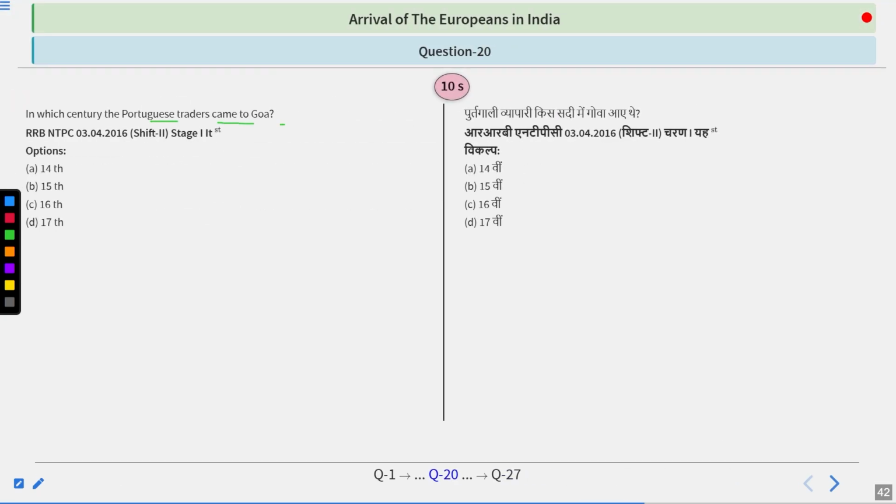In which century did the Portuguese trader come to India? 14th, 15th, 16th or 17th? Try to find out the answer.